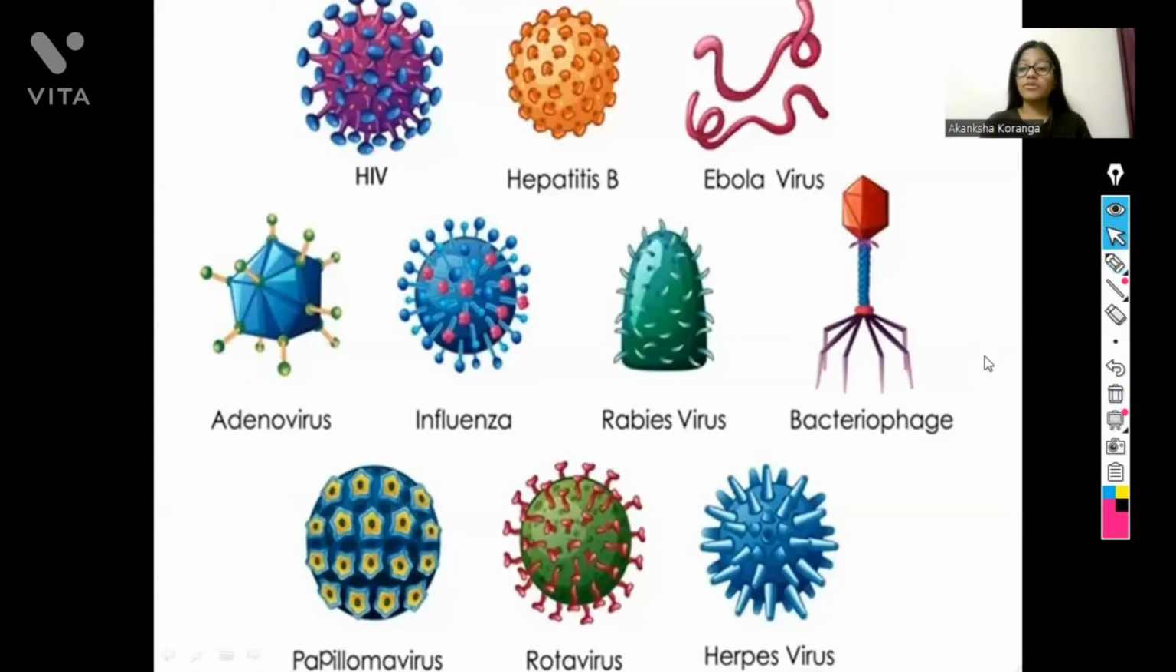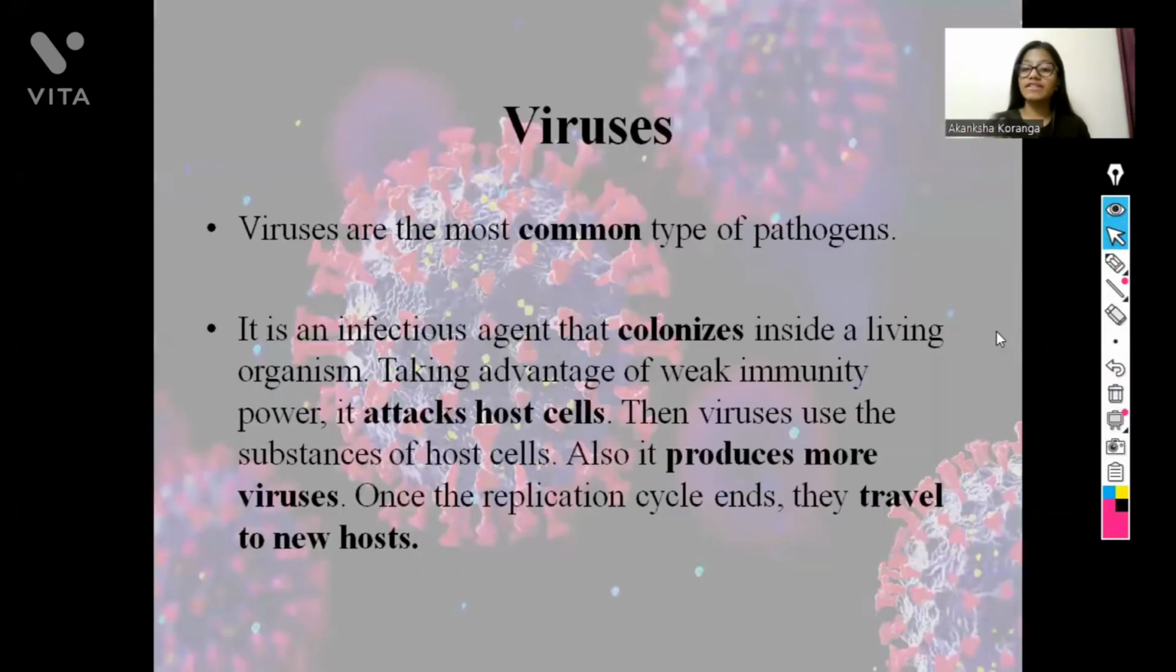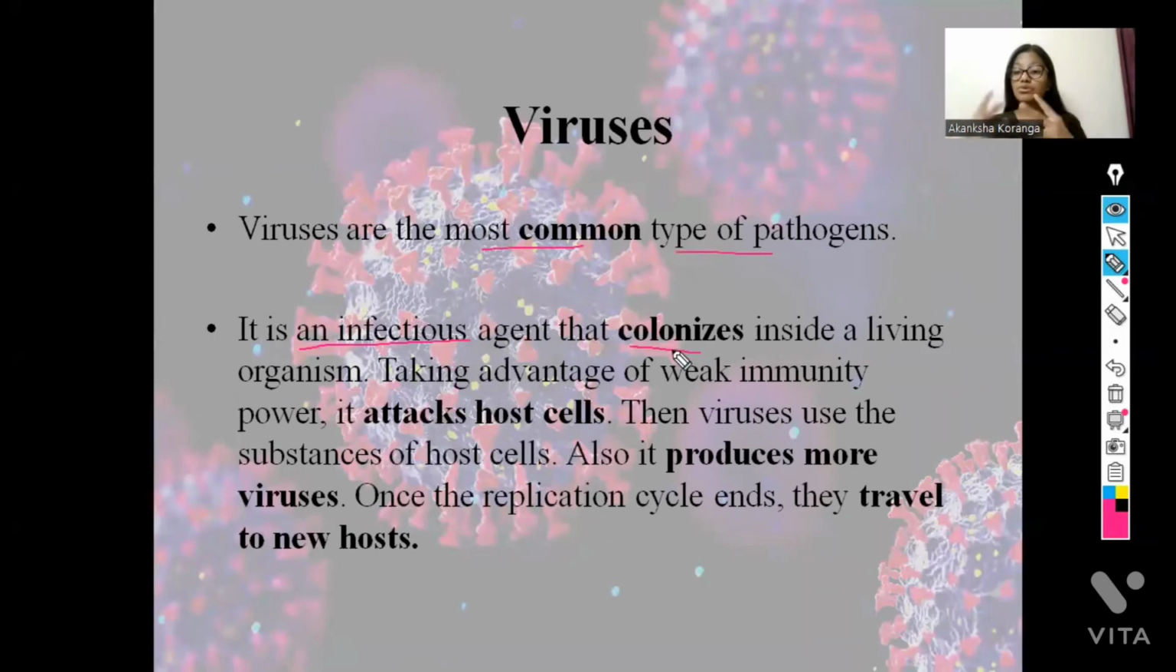Now moving on to our next slide, we will see what actually a virus is. Viruses are the most common types of pathogens. They can be found everywhere in our surroundings. A virus is an infectious agent, meaning it causes certain infections, that colonizes inside a living organism. Colonizes means they reproduce, they multiply, and they make a colony, just like the colony or society we live in, inside a living organism.